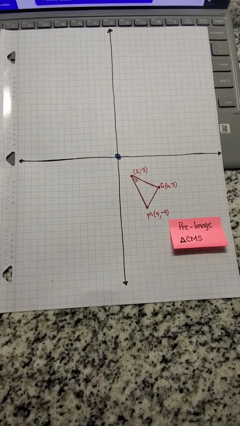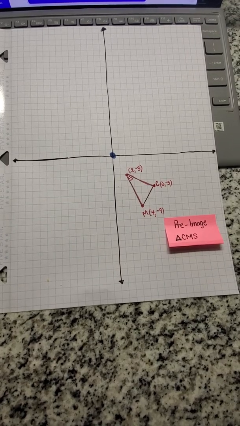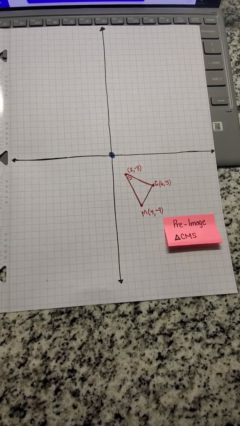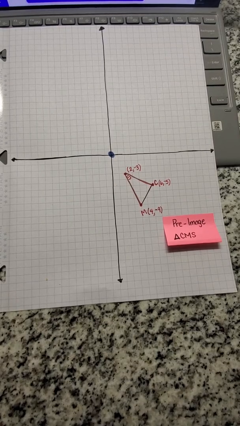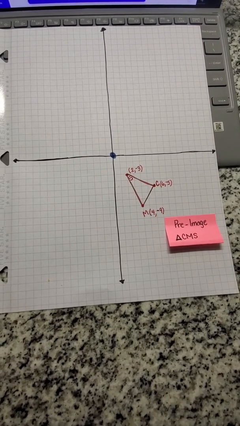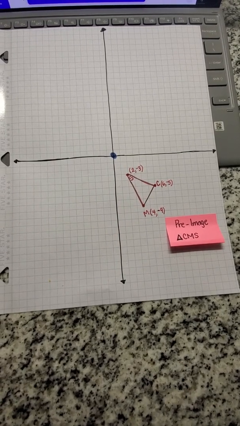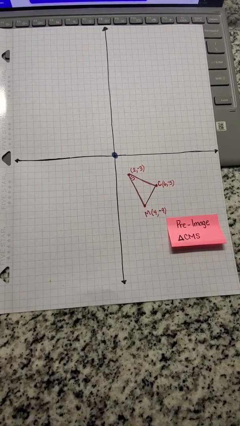Before we start this lesson, I need you to pause and plot the following points. C is at 6, -5. M is at 4, -9. And S is at 2, -3. All three of those points are in quadrant 4. Stop this video and plot your pre-image.